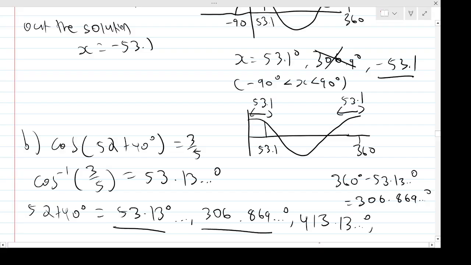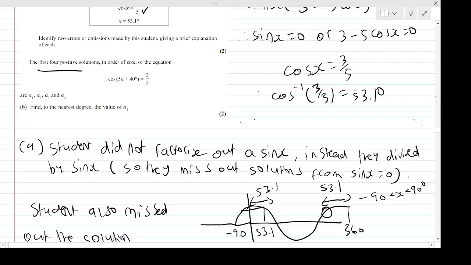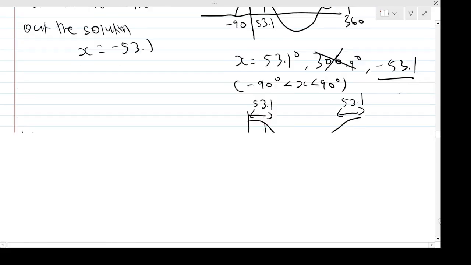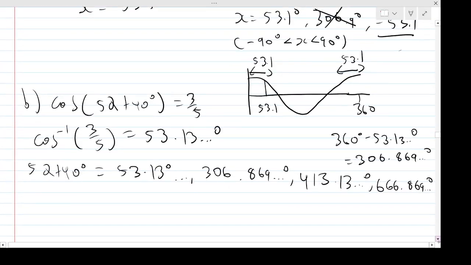Then if I added 360 onto this next one, 306.869, I get 666.869 degrees. Okay, there we are. And actually, remember then, where do we stop finding solutions? Well, it says the first 4 positive solutions. We've got 4 positive solutions then, right? Okay. So then we need to solve for alpha.